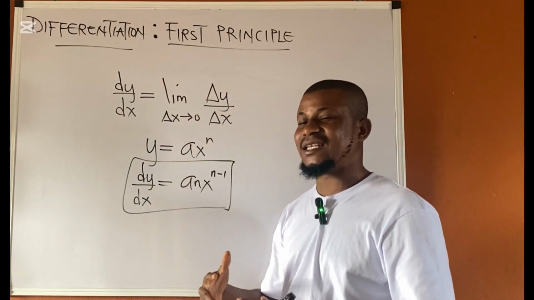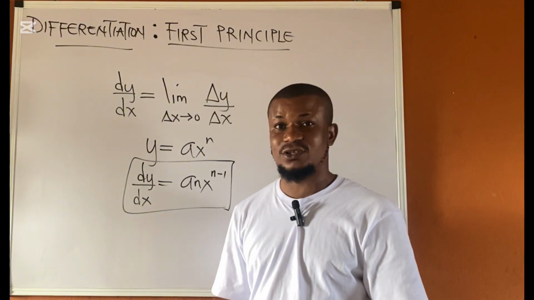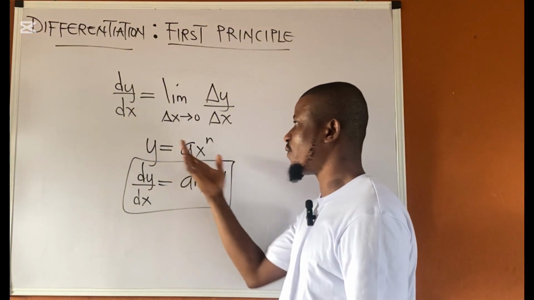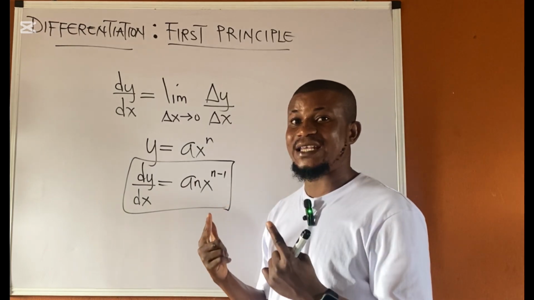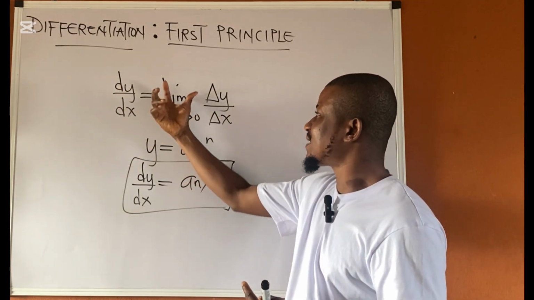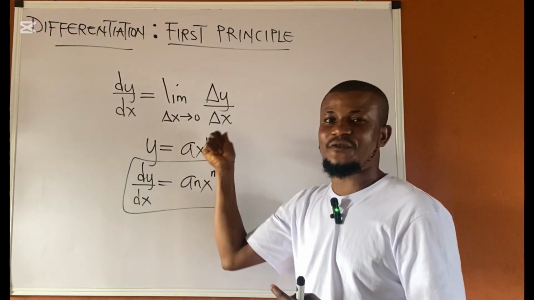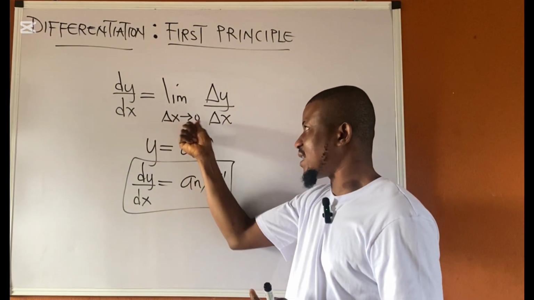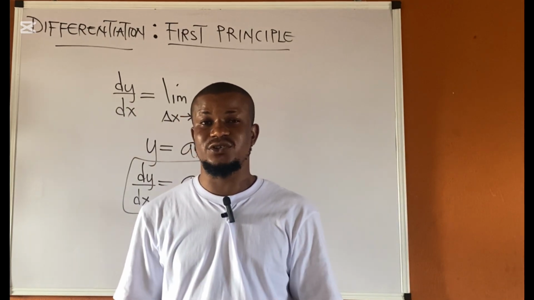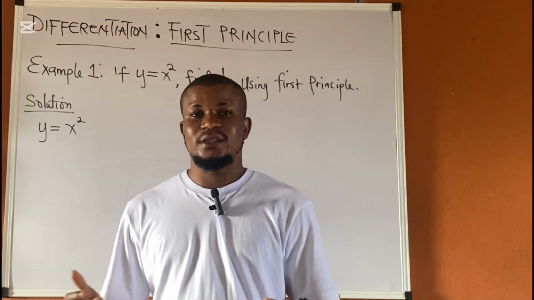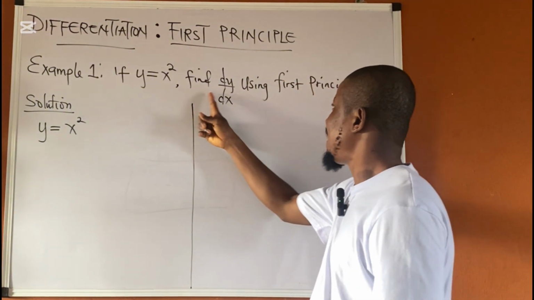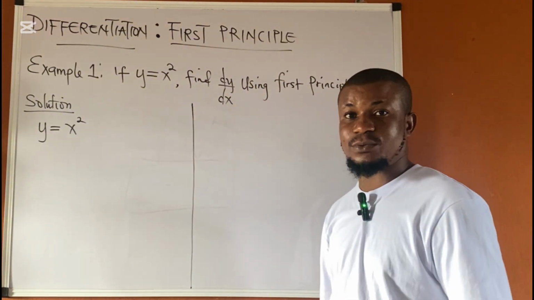So first principle is more like the general way of differentiation, which leads to different direct approaches on differentiation depending on the function. And the original idea of first principle is showing you that the dy/dx is a limiting value of the slope of a function as change in x tends to 0. Now let's look at some examples on how to differentiate a function using first principle. Let's look at this example here. If y equals x squared, find the dy/dx using first principle.